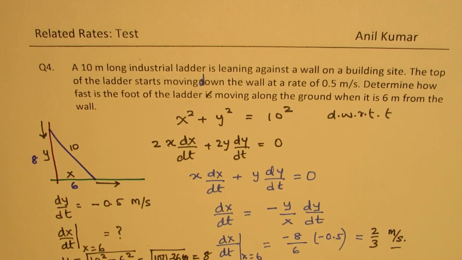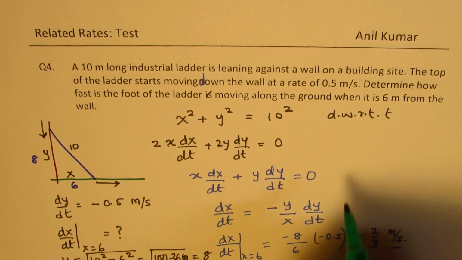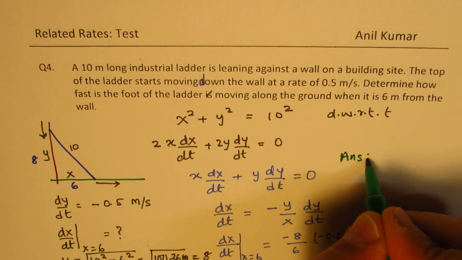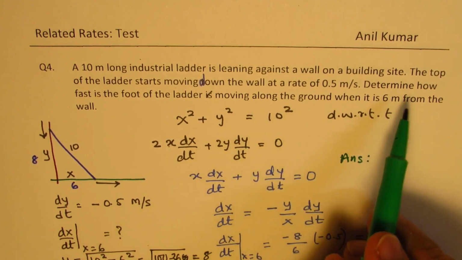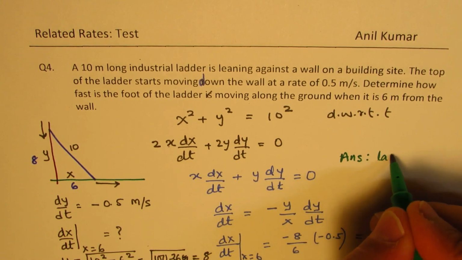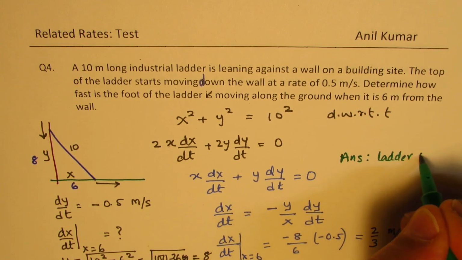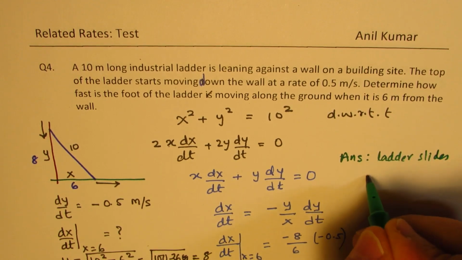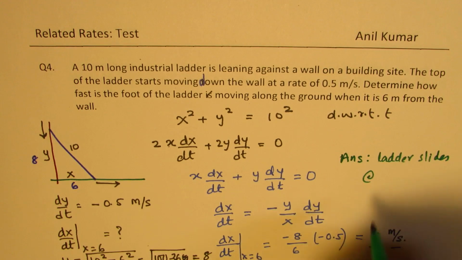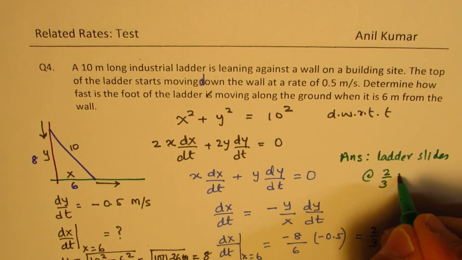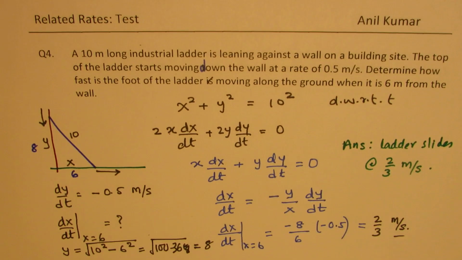Is that clear? So what we notice here is that we can write down our answer: the ladder slides at the rate of 2 over 3 meters per second. Perfect. So I hope the concept is absolutely clear.